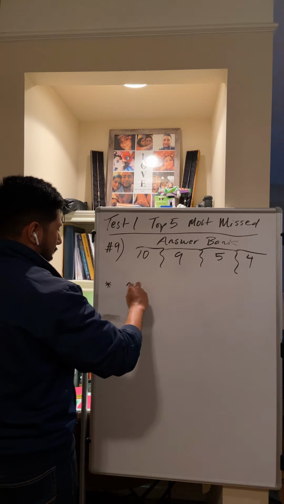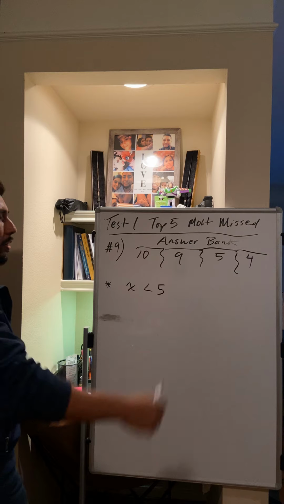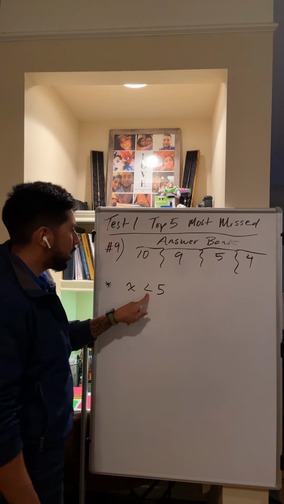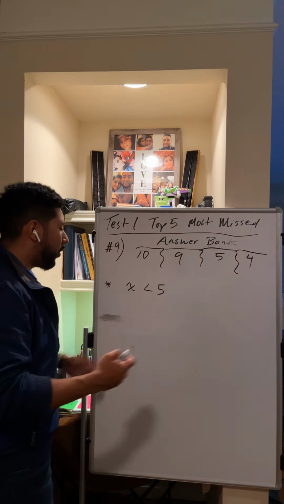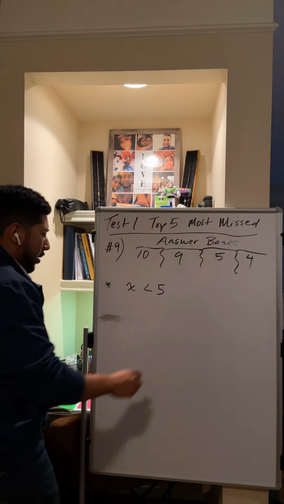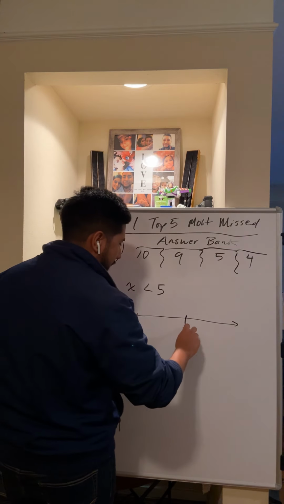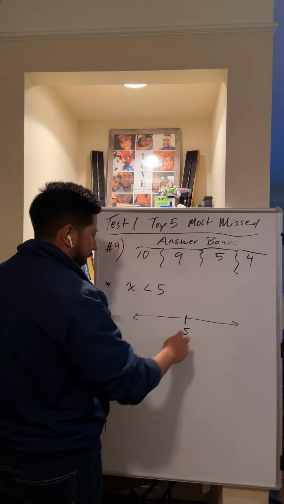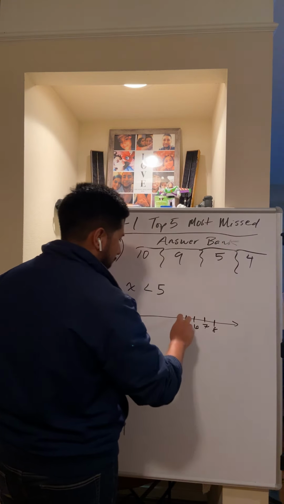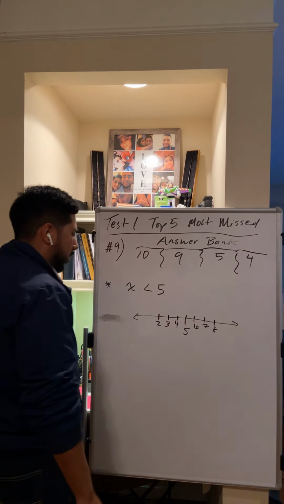X is less than 5. There's 2 things you could have done. You could have gone back to your notes, looked up what less than is, and then picked your answer. Or you could have done the number line. I love drawing. I love being able to do the number line. I got 5 in the middle because that's who we're talking about. Going up is 6, 7, 8. Going down is 4, 3, 2.